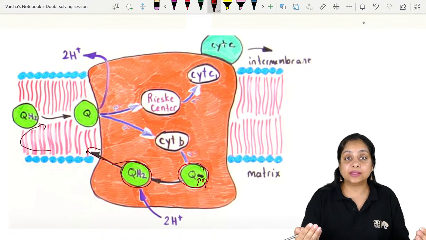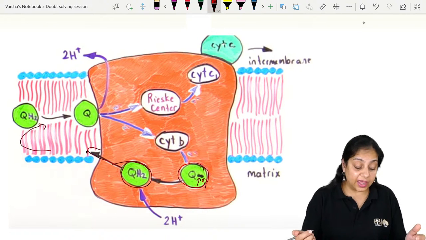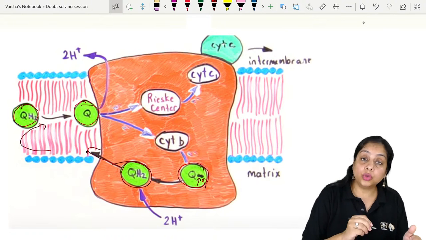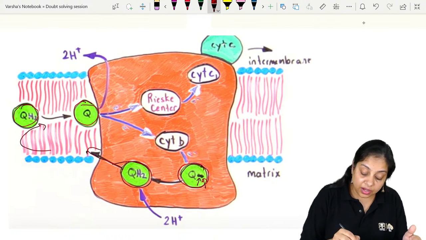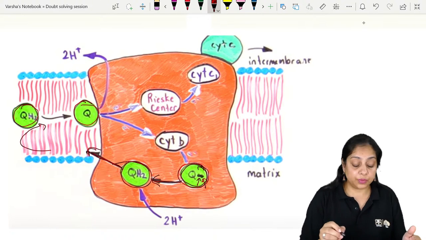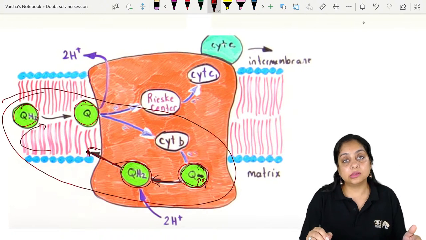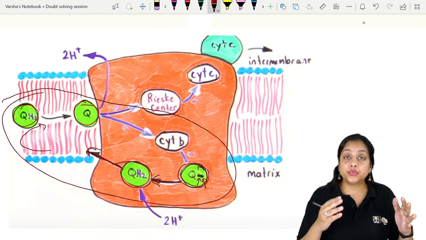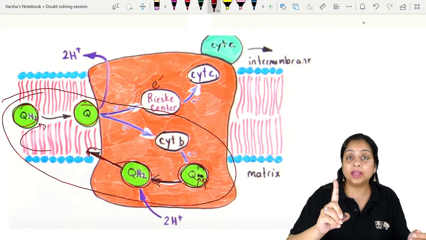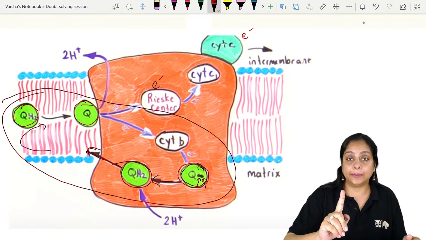This is known as the Q cycle, because QH2 comes, it gets converted into Q. Inside there is already Q, which gets converted into QH2, which is then again transported back. So do you see the cycle that is going on? That is why this is known as the Q cycle, because four electrons cannot go as such. The Rieske center can just transport one electron at one time. Cytochrome C can hold one electron at one time.